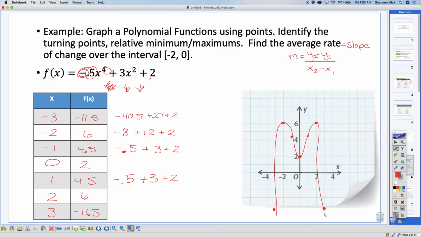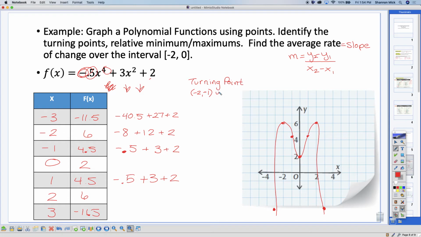Now, we want to find turning points. Do I know that -2 is where it's changing? Do I know if somewhere between here it didn't go up a little bit more? It could have, but do I know that? No. So I know there's a turning point somewhere between -2 and -1, correct? Okay, so I'm going to put -2 and -1.